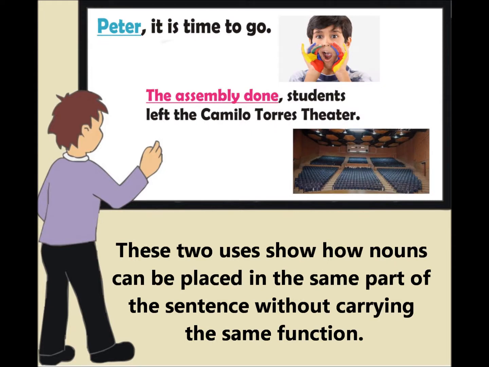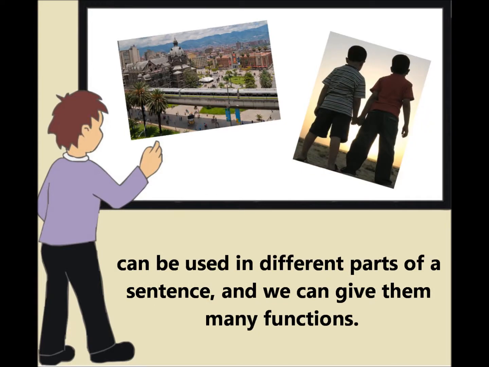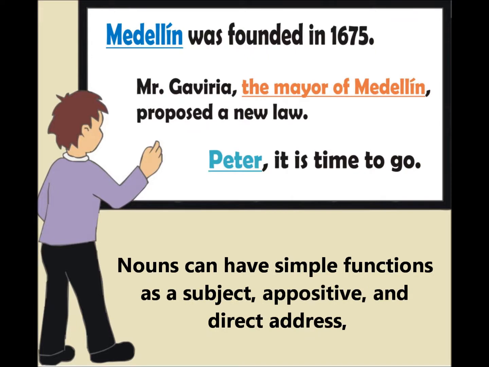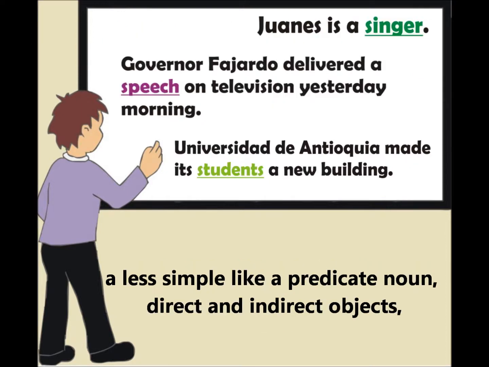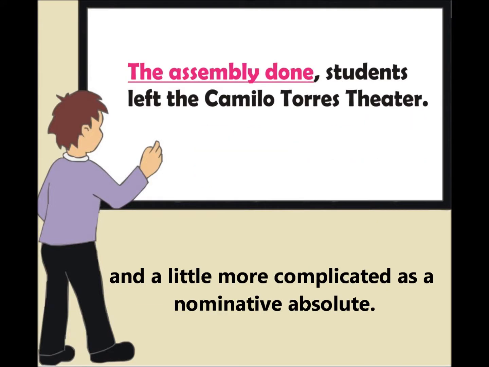These two uses show how nouns can be placed in the same part of the sentence without carrying the same function. To sum up, it is important to know how a noun can be used in a sentence, since nouns are a vital part of speech in English. As we see, they can be used in different parts of a sentence, and we can give them many functions. Nouns can have simple functions as a subject, appositive, and direct address, and less simple like predicate noun, direct and indirect objects, object of a preposition, or object complement, and a little more complicated as a nominative absolute.